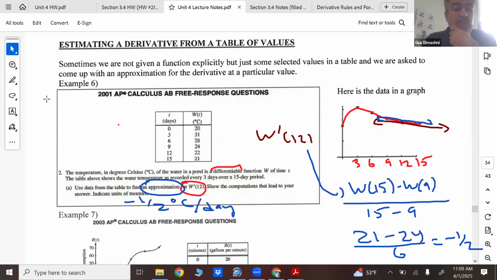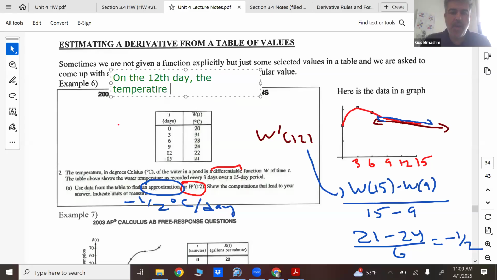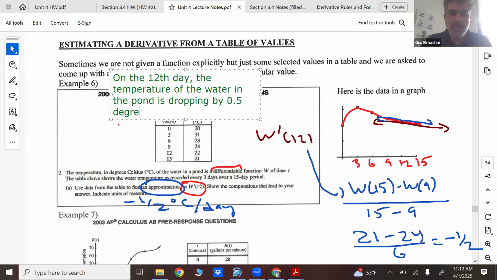Let's interpret. On the 12th day, the temperature of the water in the pond is dropping by an average of 0.5 degrees. I know they didn't ask for it, but it's good to do.